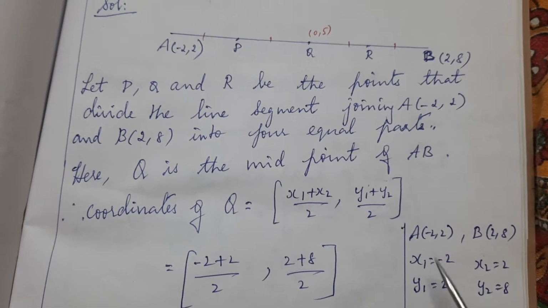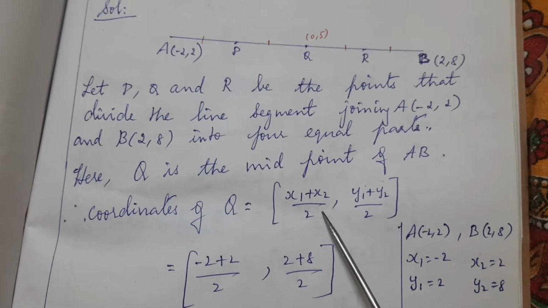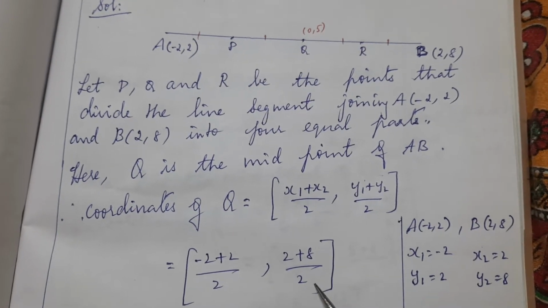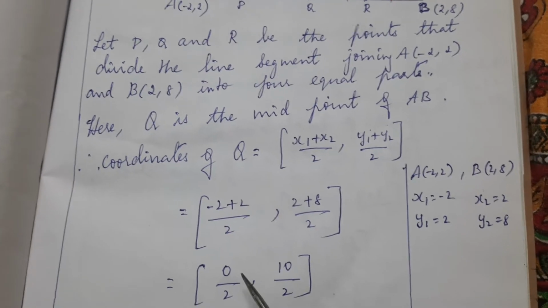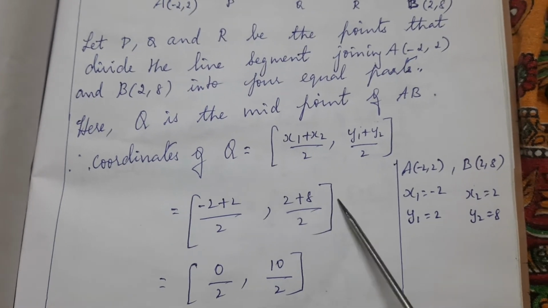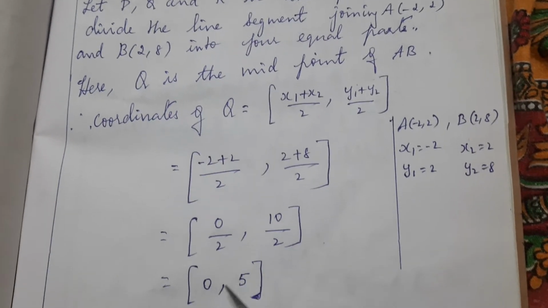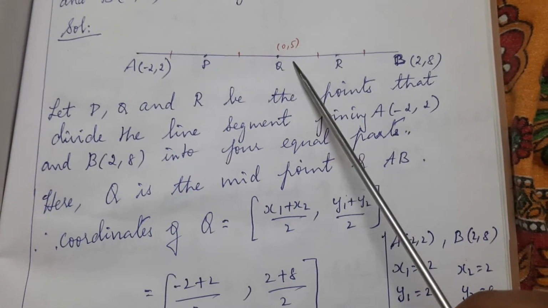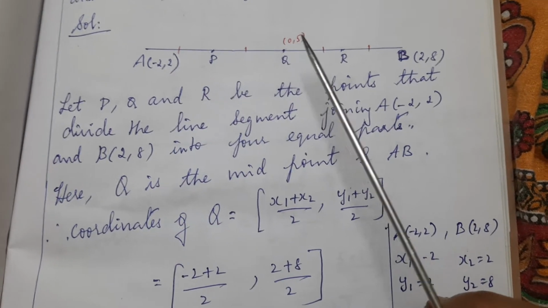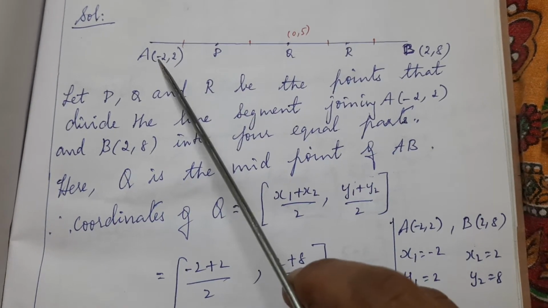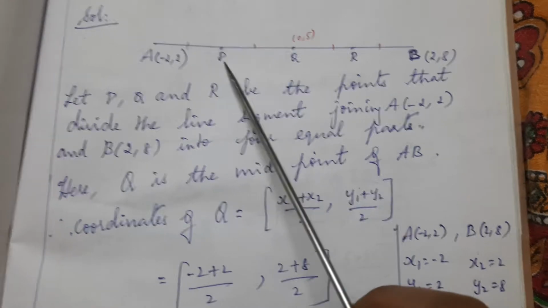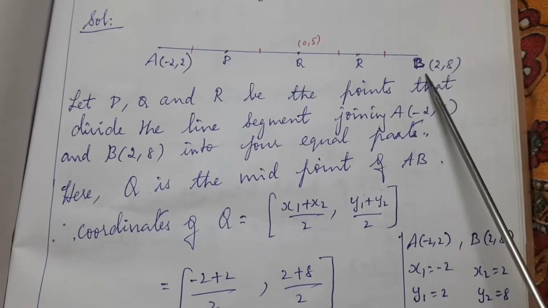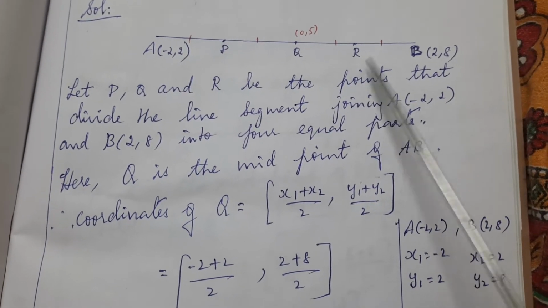Substituting these values in the midpoint formula, we get (-2 plus 2) by 2, (2 plus 8) by 2. Minus 2 plus 2 is 0, so 0 by 2; 2 plus 8 is 10, so 10 by 2. 0 by any number is 0, and 10 by 2 is 5. So (0, 5) becomes the coordinates of Q. Now we know the coordinates of Q. So using A and Q, we can find the coordinates of P using the midpoint formula. In the same way, using Q and B, we can find the coordinates of R.